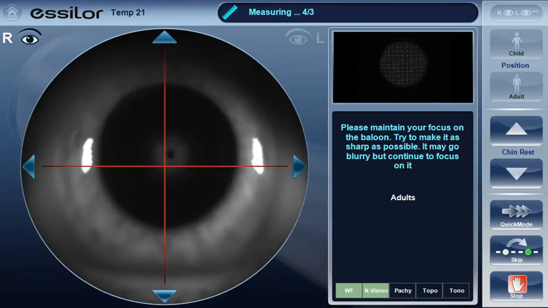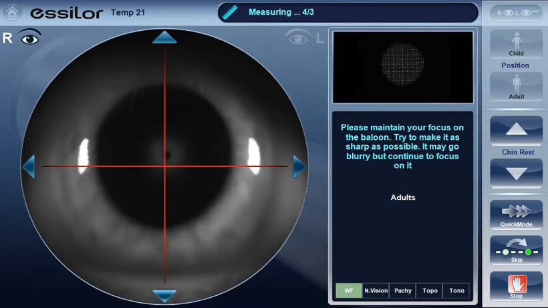The eye strain assessment is subjective. It requires a good collaboration of the patient. Please insist on the effort that must be done to keep the target as clear as possible.